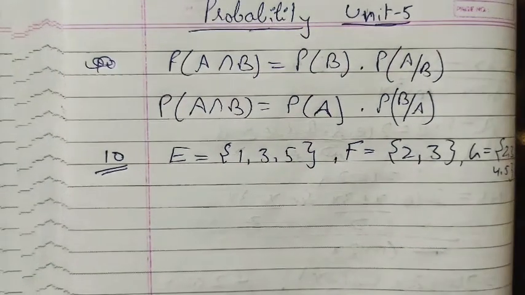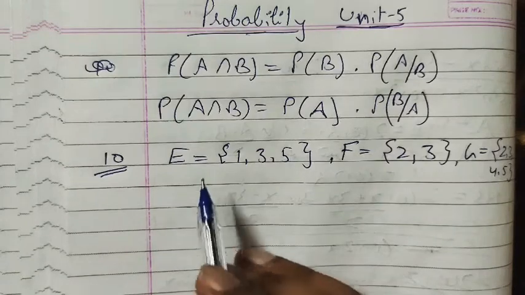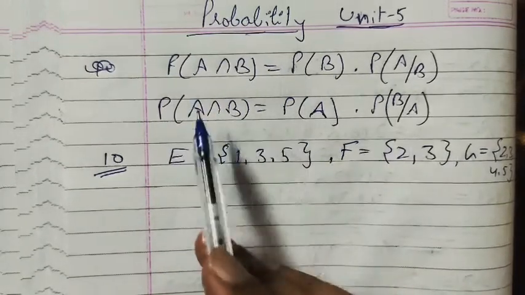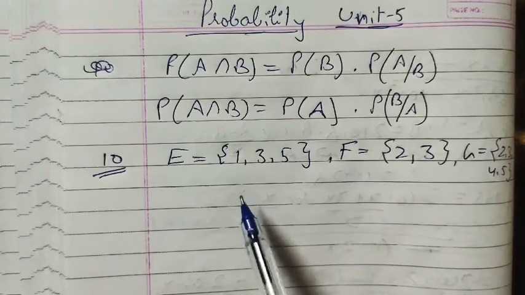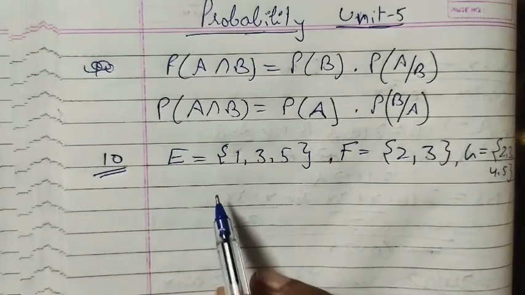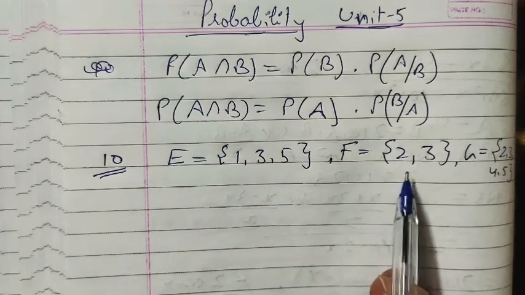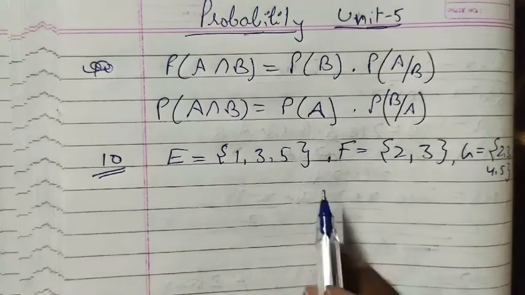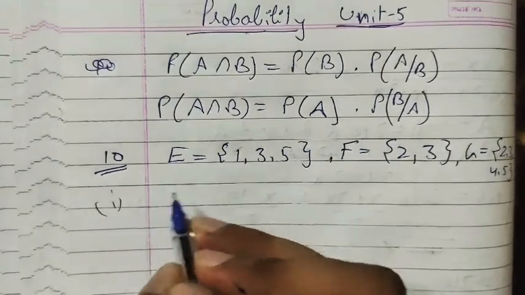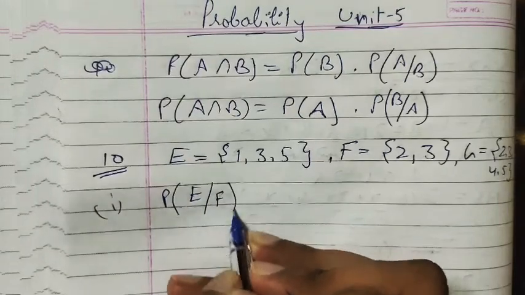So hello all, in this video again we will be doing further questions related to conditional probability. The formula I have written here, I will not repeat in each question, but you have to write the formulas wherever required. Question number 10: E is this set, F is this set and G is this set, {2, 3, 4, 5}. Now the first part is we have to find the probability of E given that F has already occurred.